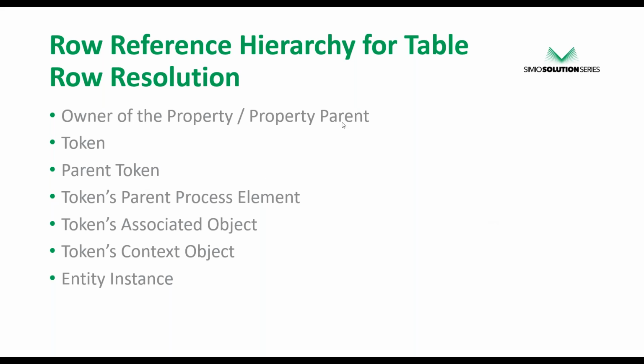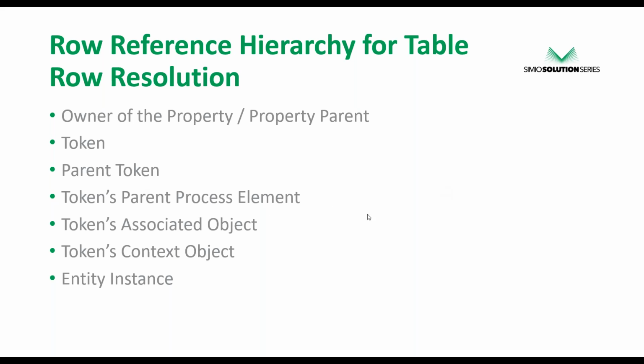Well, the property parent is the object that owns the property that has the table row reference in it. So in this case, the server is the property parent. It owns the task sequence. So it's going to use the server's row references to resolve the related potential rows that we're looking at for the table. So that's why we're still seeing the server's information being used and we're not considering the entity information.